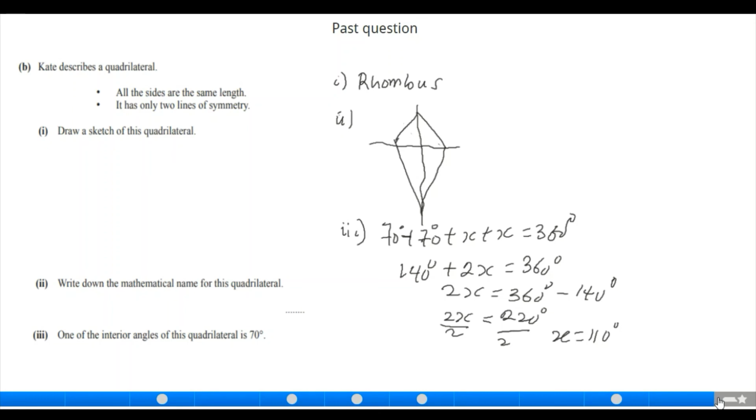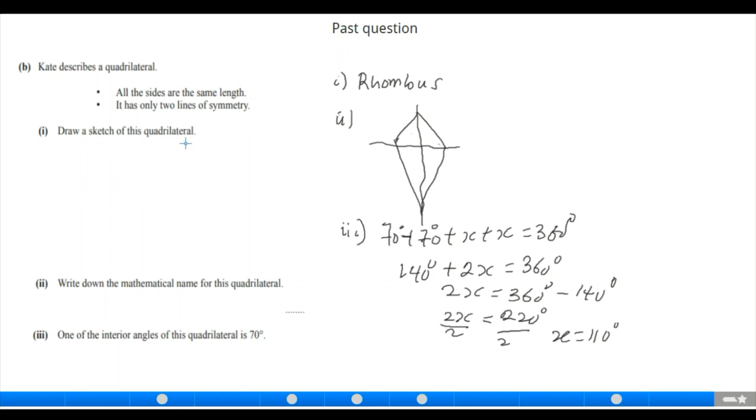So, let's look at it. What type of quadrilateral is that going to be? If you look at the properties of a rhombus, it has sides that are of the same length. Kites do not have all 4 sides the same. A square has all the 4 sides the same. So it's going to be a rhombus because it has the same length sides. And the only thing that you can get from a rhombus is just 2 lines of symmetry. So this rhombus satisfies that condition.